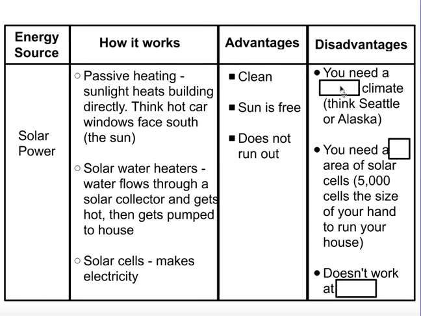There are considered some disadvantages to using solar energy. You need a fairly sunny climate. So if we put solar panels in Seattle, we might not get as much energy. This is why you see a lot of windmills and other things out in the desert where there's lots of sun. They can use that solar cell to get a lot of sun to collect. You also need a big area of solar cells, about 5,000 cells the size of your hand to run your house, which is a lot. It doesn't work at night either, so that's a disadvantage to solar energy.